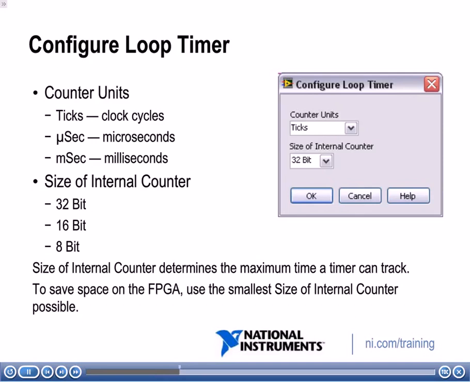The size of the internal counter, you can select 8-bit, 16-bit, or 32-bit, but the reason why the size of the internal counter is important is that it determines the maximum time a timer can track. So to save space on the FPGA, you can use the smallest size of internal counter that you need for your application. It's kind of a trade-off. If the size of the counter is larger, then you're going to be able to keep track of more time, but at the same time it's going to take up more space on your FPGA. So when you're choosing this, think about what's the maximum amount of time you'll need to keep track of, and then select the smallest size that can accommodate that. We'll give examples of how these 8, 16, and 32 bits actually relate to time later on.